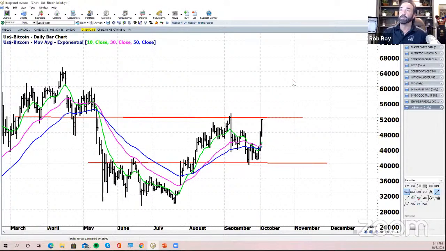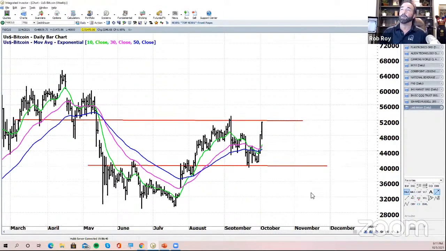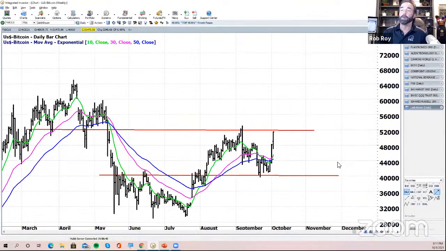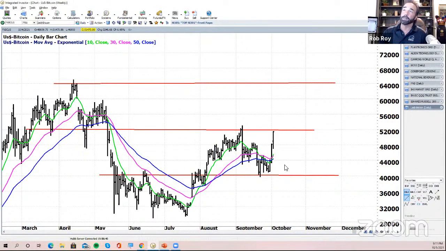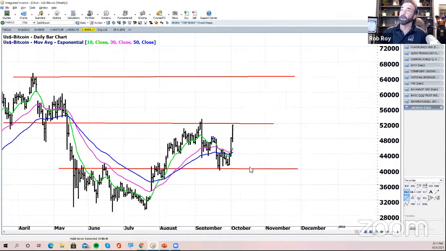Looks like we might need some consolidation here first, but we had talked about this before, that if we break 52, then we're likely going back to those all-time highs on Bitcoin. So really nice movement to the upside there. And after the consolidation at the C wave extension there at 40,000, starting a new impulse move to the upside.